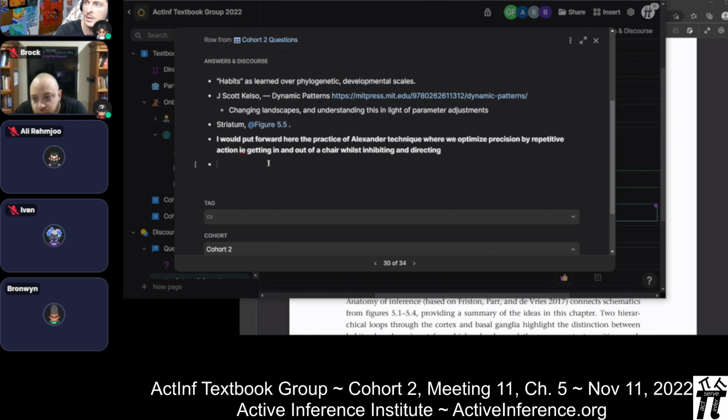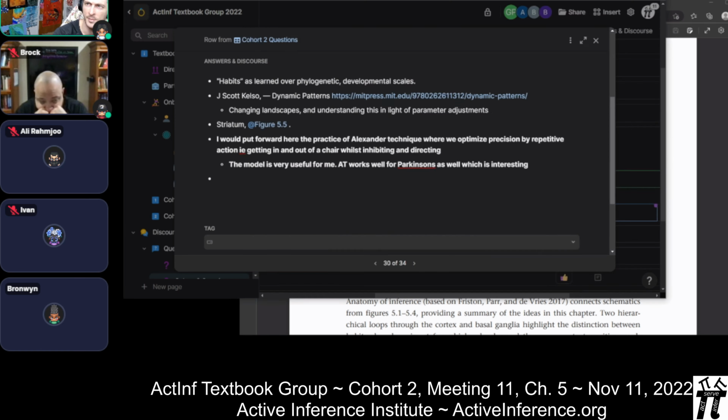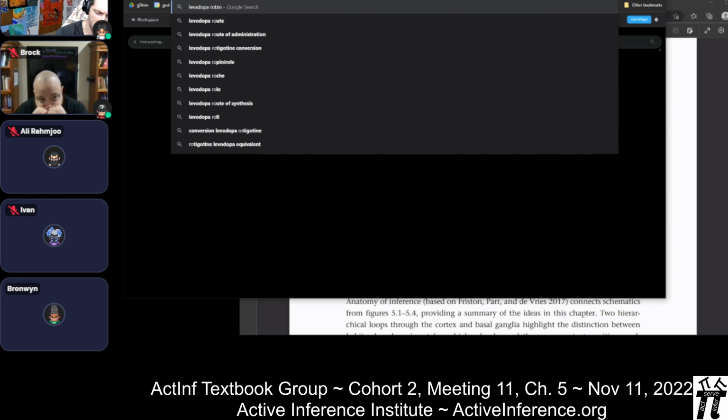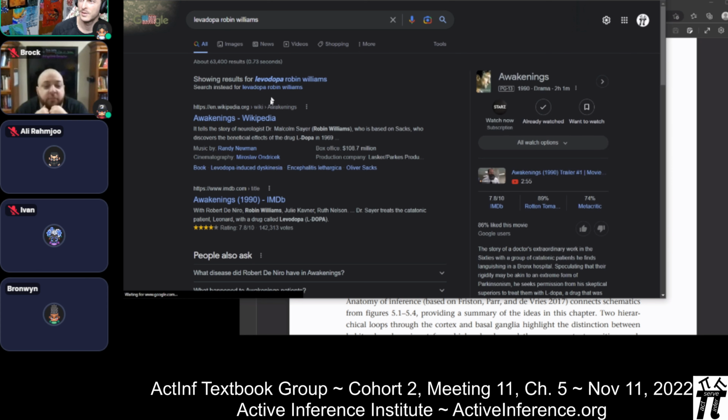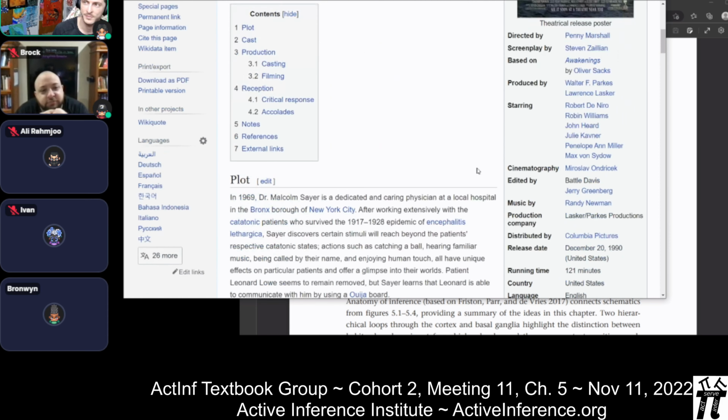And then sketch out, like in the Parkinson's case, where there's a loss of dopaminergic signaling, which can, in the extreme, lead to failures of initiating and planning action. And then there was a Robin Williams movie, Awakenings. Oliver Sacks wrote the book, but then there's a Robin Williams movie.